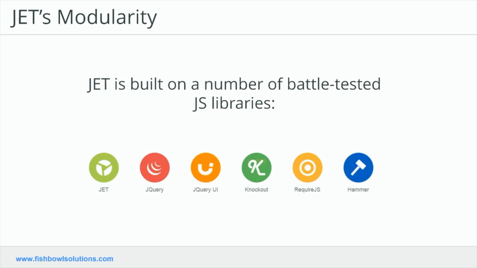Then we've got Knockout for the binding layer between the data and view, and then require.js as our module loader to bring in only the components that are required for our application, keeping it lightweight. And then finally Hammer for adding touch integrated eventing.